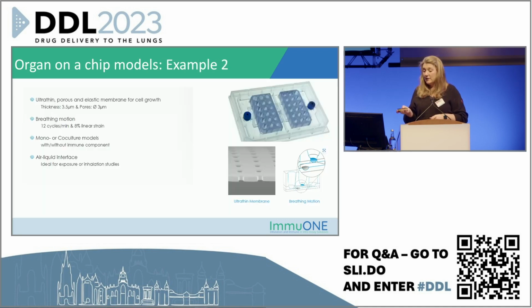The second option is another one that's on the market, and this has a very stretchable membrane. So it's really for mimicking breathing. It goes within a system that has cyclable breathing, about 12 cycles per minute, about 8% stretch. These have been shown to be used with cell lines and with primary cells to give a more physiologically representative model.